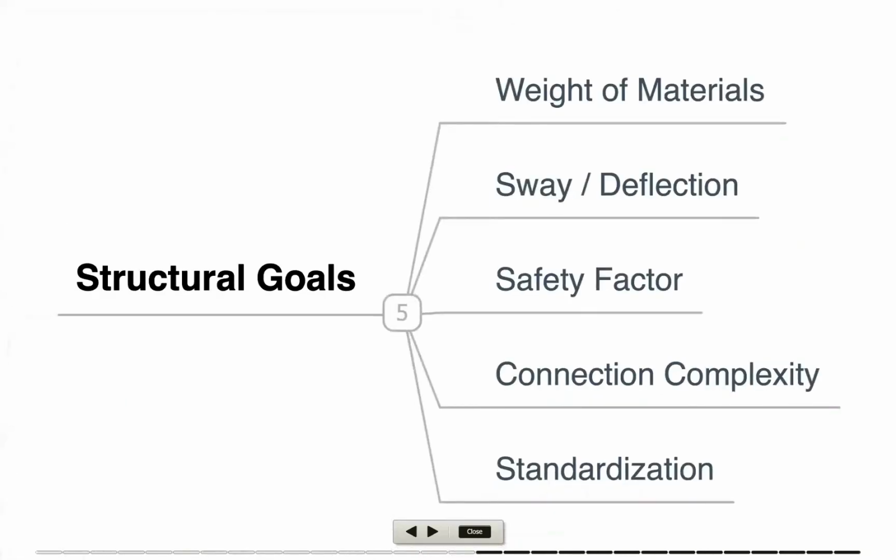Structurally, similarly, we could think about many different criteria: the weight of the materials, the amount of sway or deflection in the structure, the safety factors that are embodied in the structural design, the complexity of the connections, the standardization of the structure. There's a lot of ways we can evaluate a potential structural scheme and ultimately quantify how good we think it is.